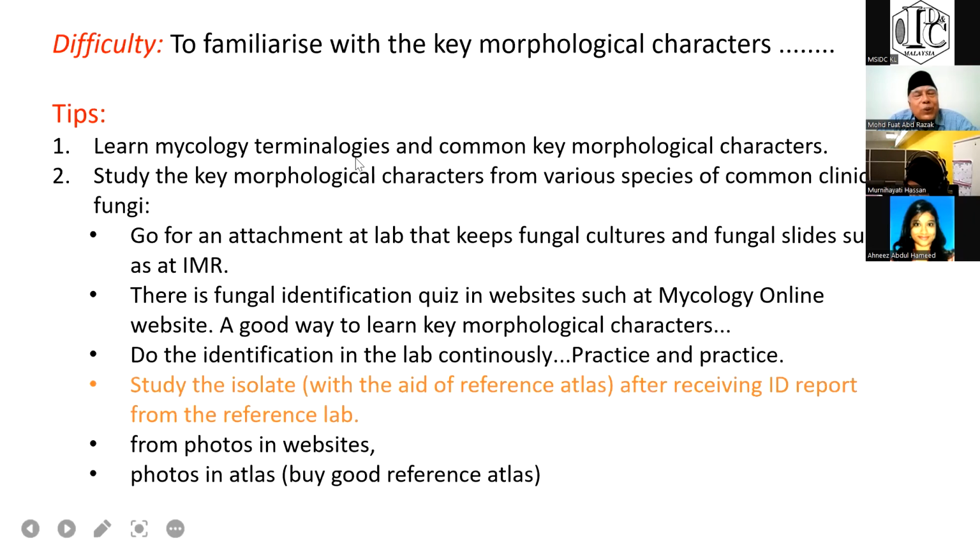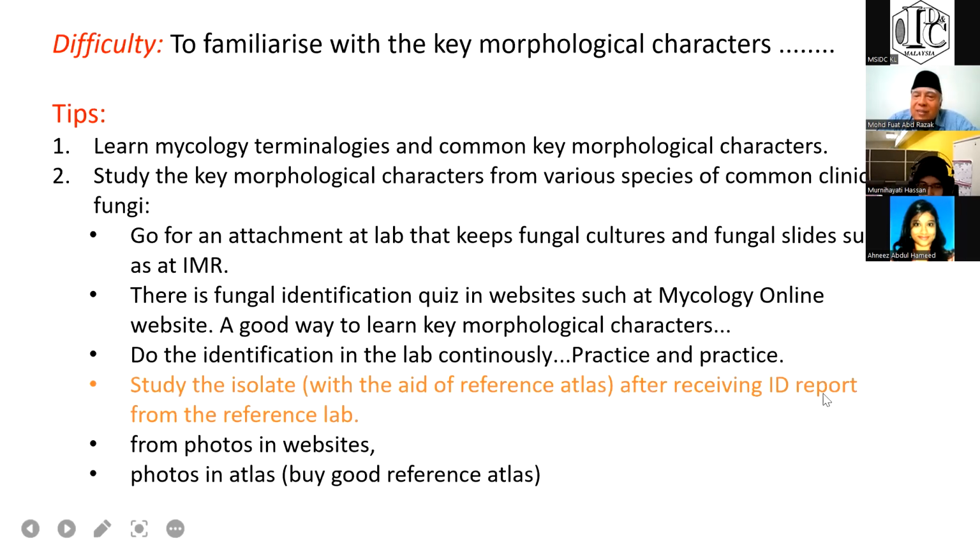So what you should do is to learn further these morphologies by going for, let's say, attachment to the lab that keeps fungal culture and slides. So maybe you can try identification quizzes and websites such as Mycology Online. It's a good way to learn key morphological characters. And you should do identification in the lab continuously and study the isolate after receiving.